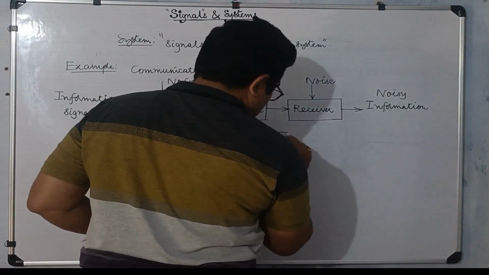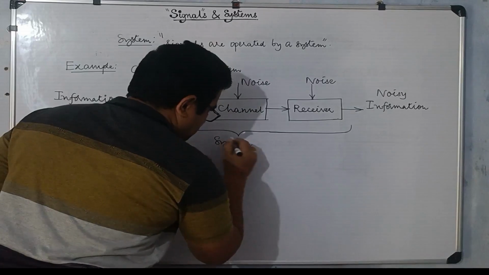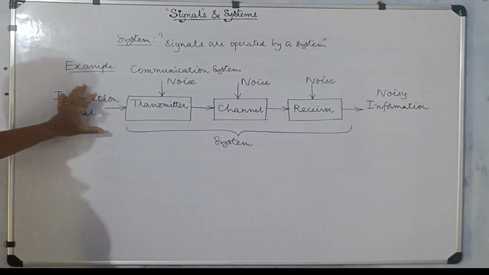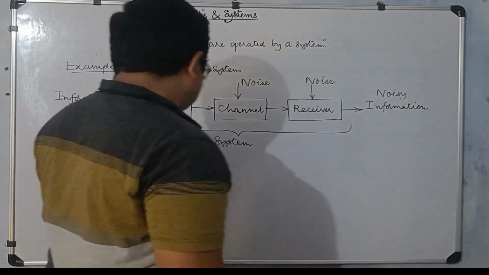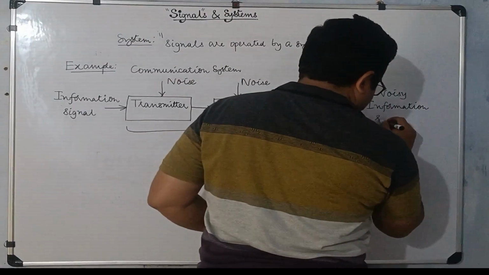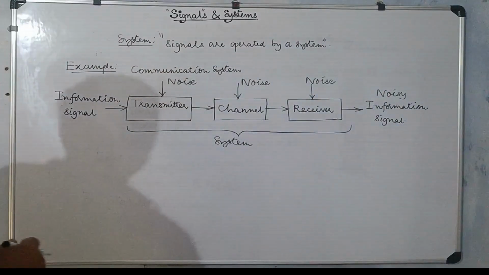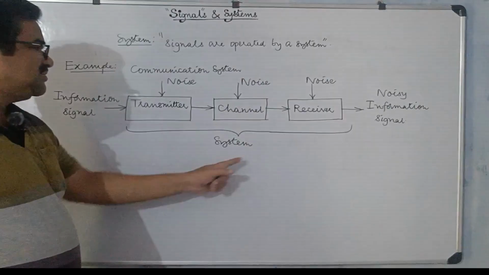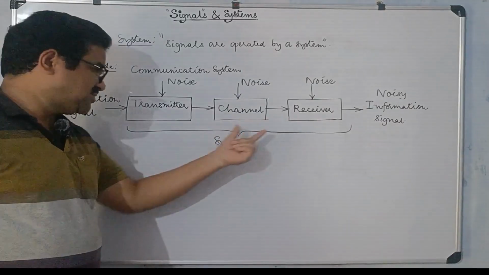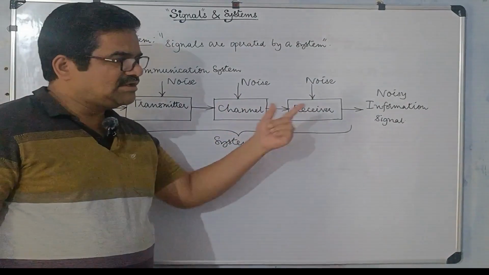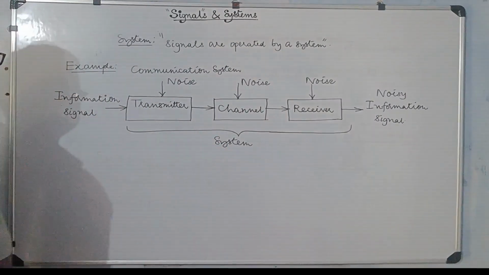So these three building blocks together form a system. This is my system now. What is my system doing? It is taking some signal as the input, it is performing some operations, and it is generating some output signal, the noisy information signal. So this is an example for a system. This is my overall system. My system may have some components or some subsystems. You can call this transmitter, channel, and receiver subsystems of the overall system. This is some example.